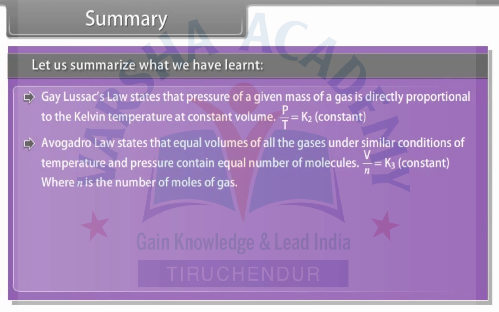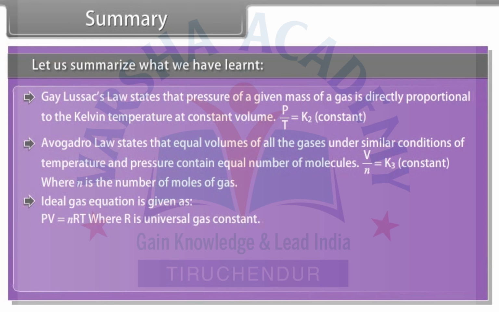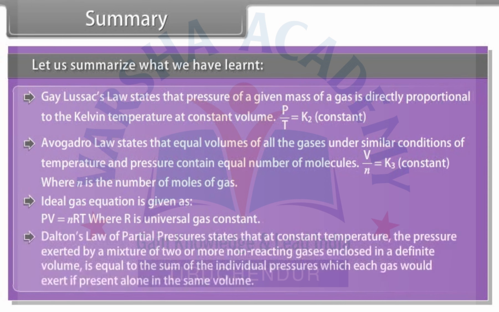Avogadro's law states that equal volumes of all gases under similar conditions of temperature and pressure contain equal number of molecules. V by N is equal to K3 is constant, where N is the number of moles of gas. Ideal gas equation is given as PV is equal to nRT, where R is the universal gas constant. Dalton's law of partial pressures states that at constant temperature, the pressure exerted by a mixture of two or more non-reacting gases enclosed in a definite volume is equal to the sum of the individual pressures which each gas would exert if present alone in the same volume.